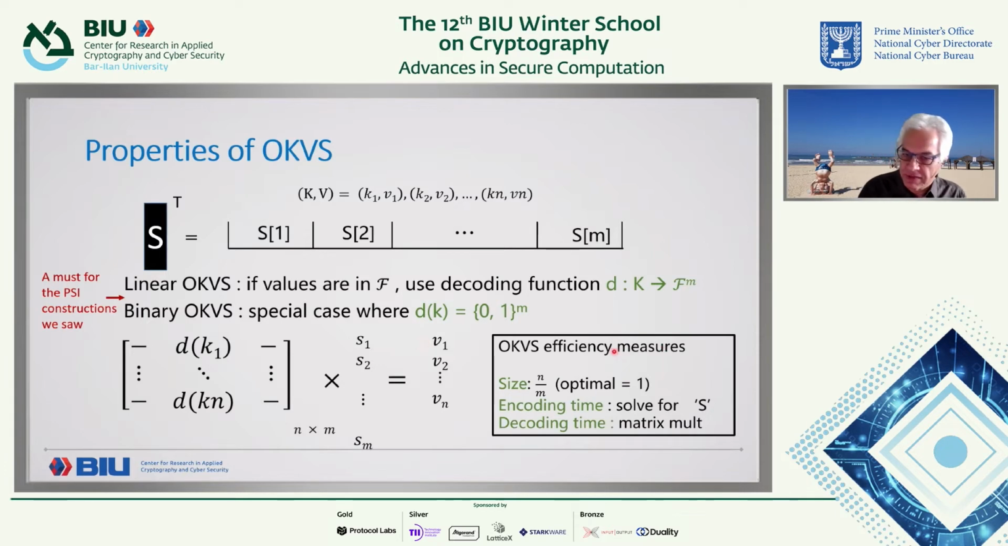Now, what are the efficiency measures? First, we want the key value store to be as close as possible in size to the number of items. So hopefully M is as close as possible to N. And of course, there's the encoding time and the decoding time. For the peeling process, the encoding, except for the 2-core, is linear. That's great. And for the decoding, we just look at 2 items.